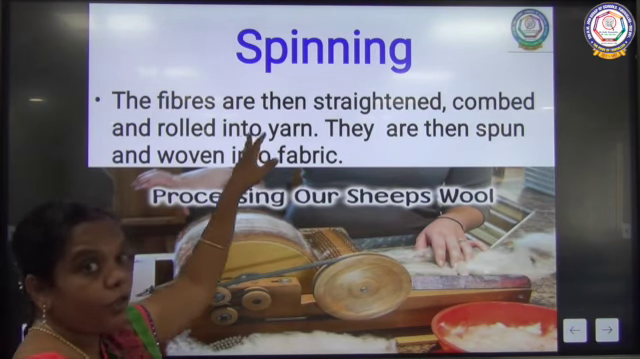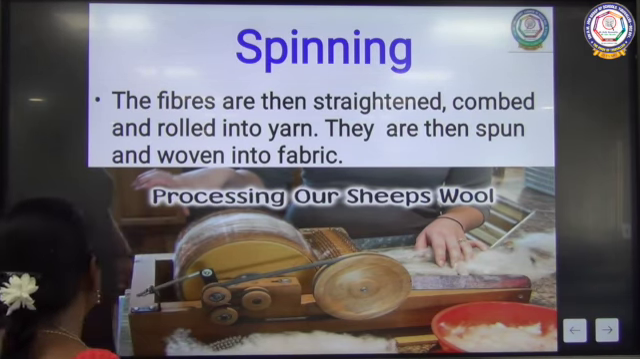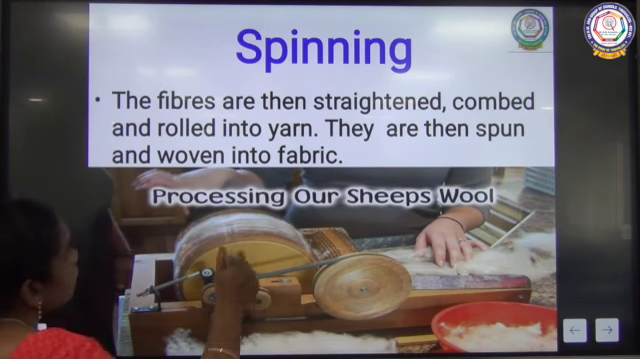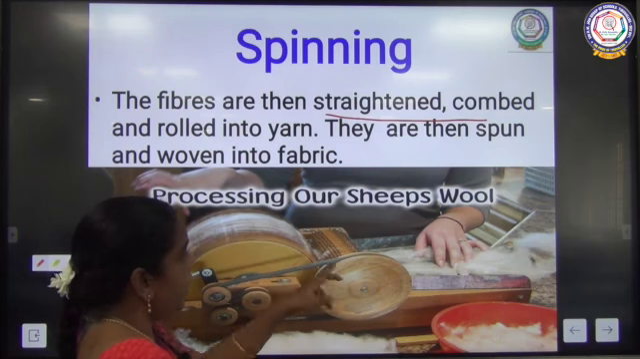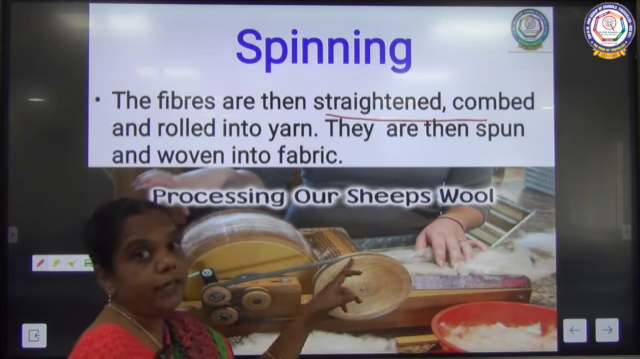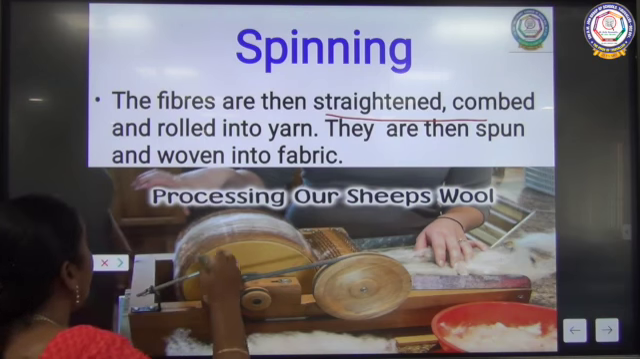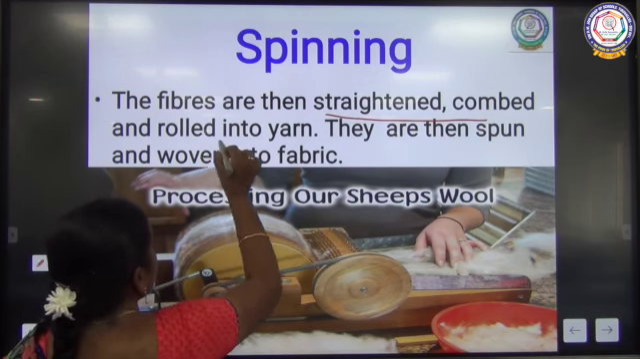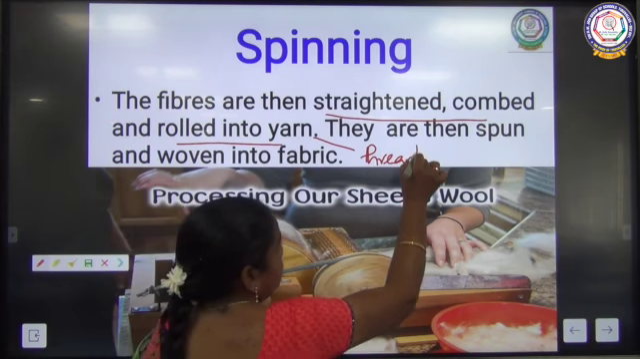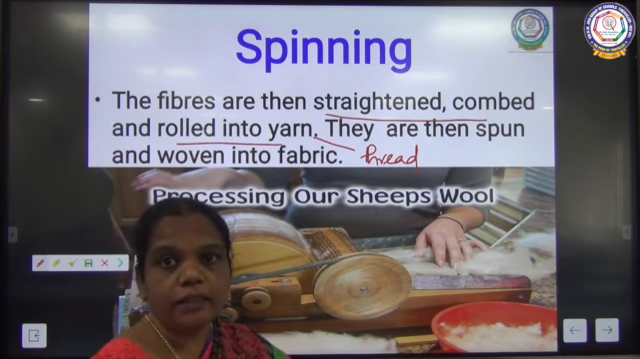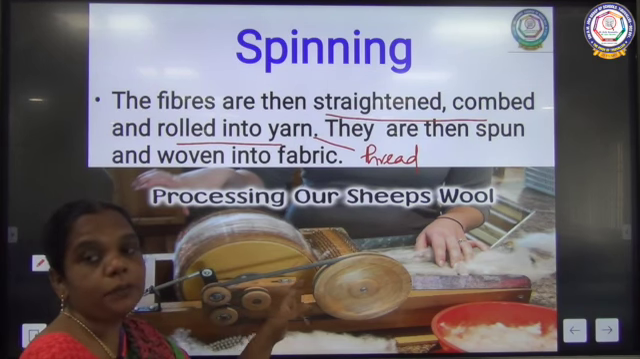So next we are going to spinning. So what are we going to do? We are going to straighten the wool with an iron comb. Now see this, they are spinning. They are going to straighten the wool, and they are rolling it into yarn. Rolled into yarn is nothing but what? Thread. Yarn is nothing but thread. So they are going to make it into thread by spinning.